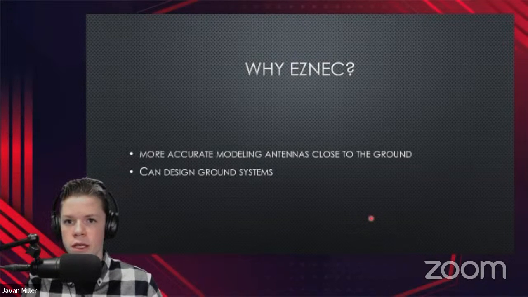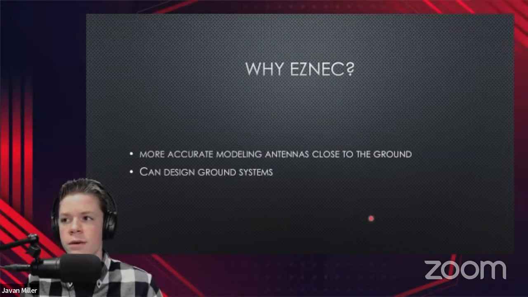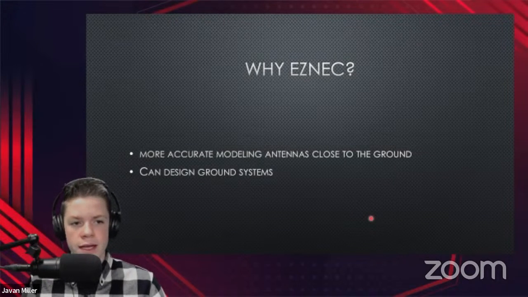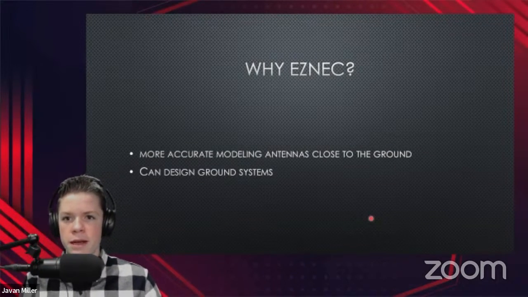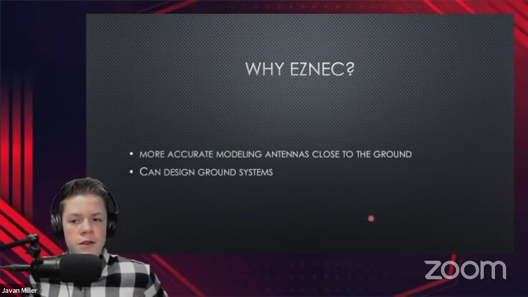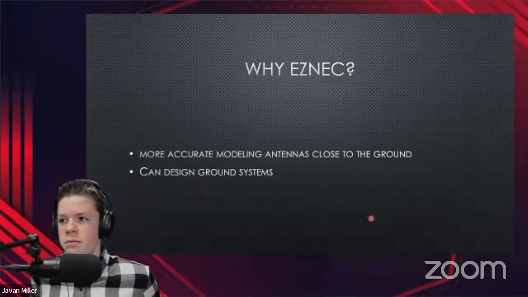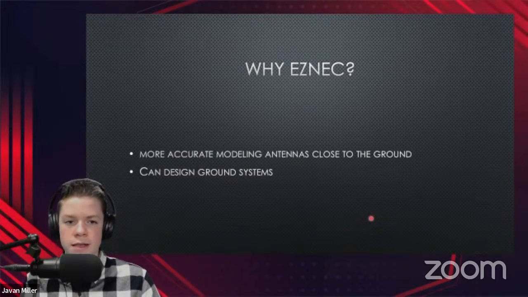I know some people put antennas on their wooden fence, like if they live in HOAs. So if you want to model something like that, where the antenna is super close to the ground, maybe you'd want to go with EasyNet just so you get more accurate results. But other than that, Manigal and EasyNet and the rest are all very, very close in results. And also with EasyNet you can design radial systems for the grounding, and so that's kind of an interesting point.